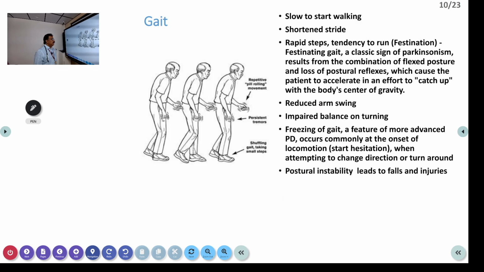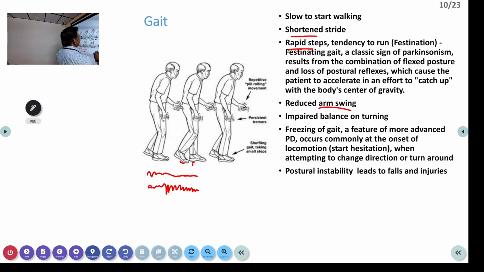Now if you ask the patient to walk, you can see that they will have difficulty in starting. Slowly they will start, then the speed may increase. Then short stride, rapid steps. Initially it will be slow, then it will be very rapid, but it is short steps. Arm swing is reduced. Impaired balance.